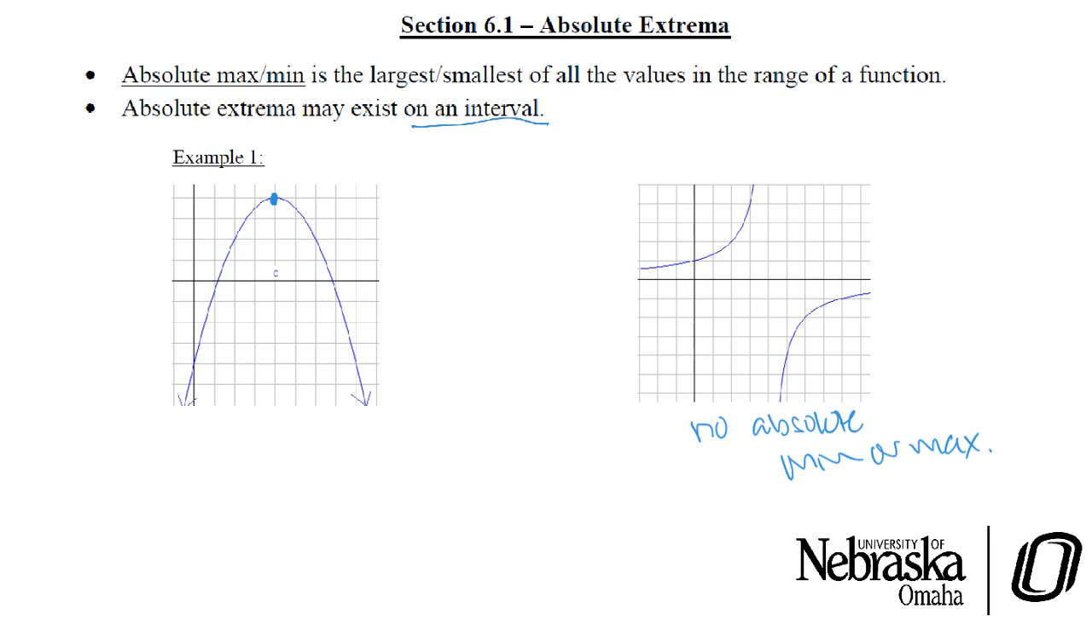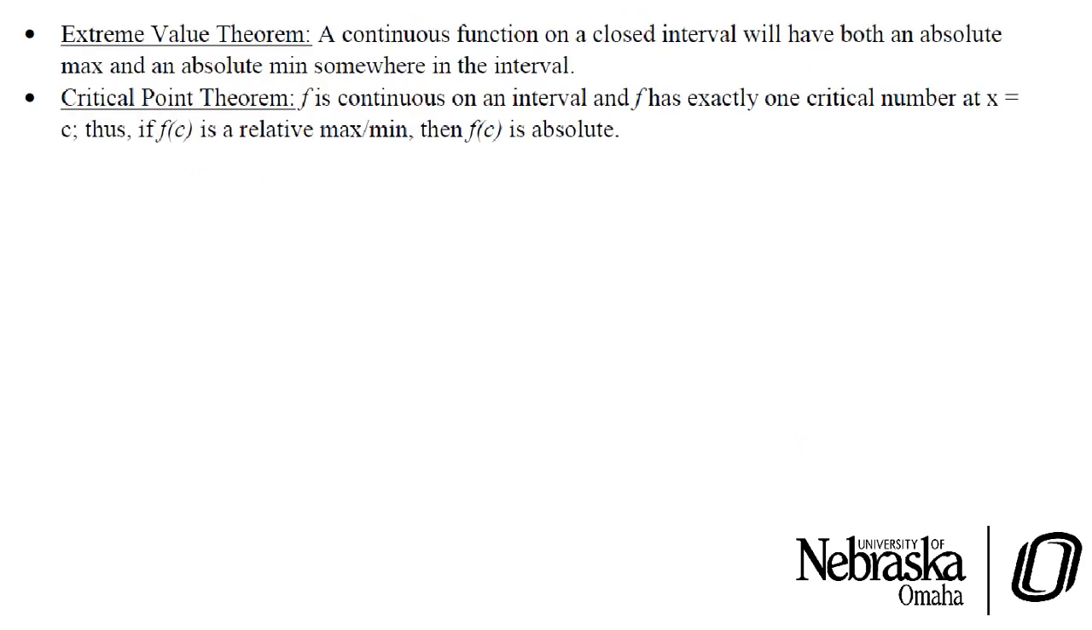So I should go back to this first one. There is an absolute maximum at x equals c. Right here, this point is labeled with an x value of c. So the extreme value theorem states that a continuous function on a closed interval, closed, remember, both ends are closed circles, not open, will have both an absolute max and an absolute min somewhere in the interval.